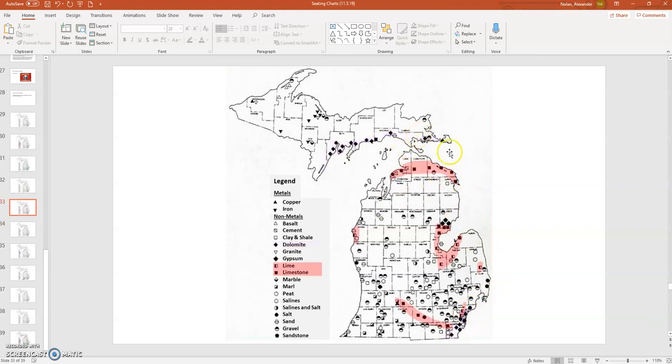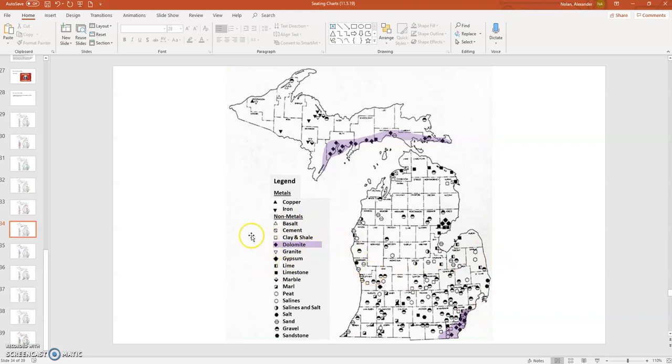So limestone was actually here along the northern tip of the southern peninsula, the lower peninsula. But up here, it's actually farther north. We find it on the southern coast of the UP, and then we also find it farther south over here, actually south of Detroit.